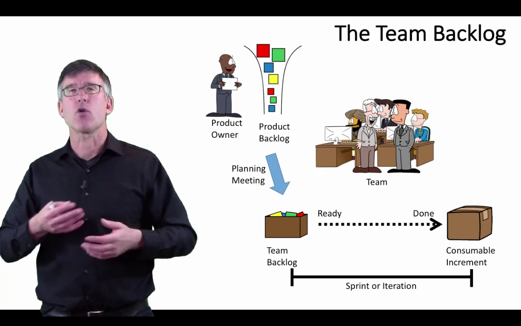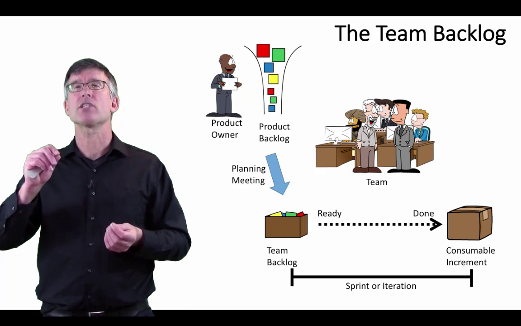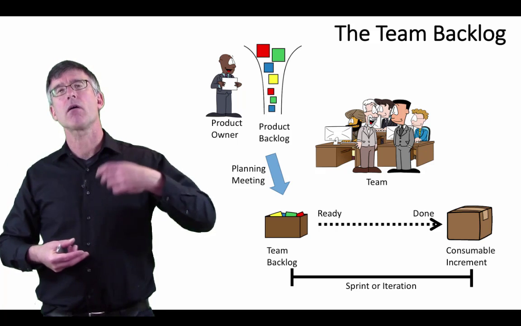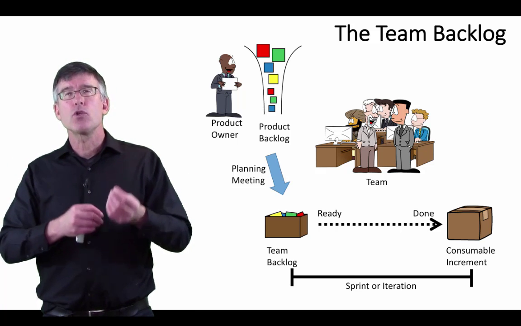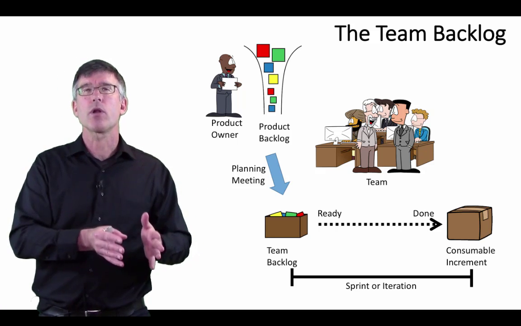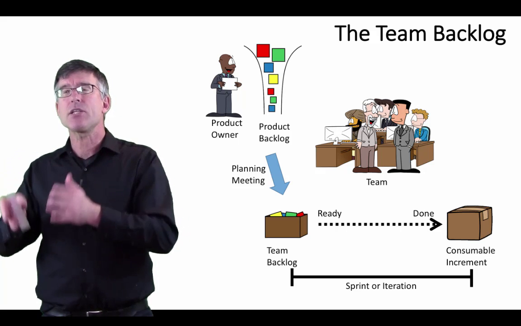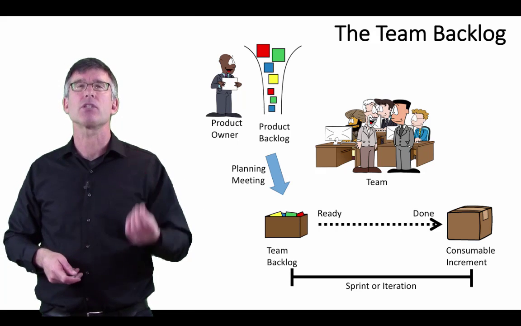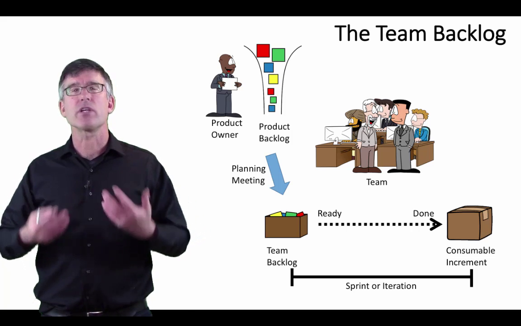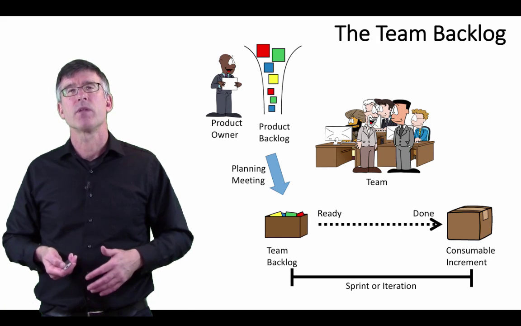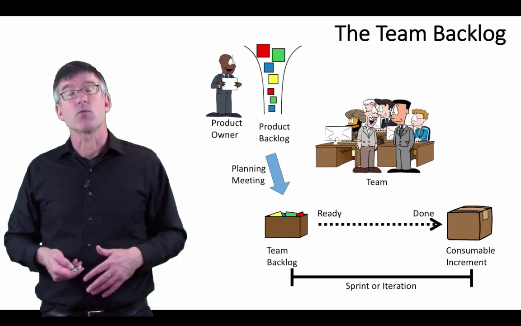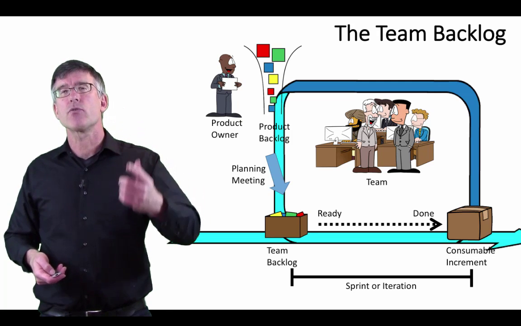Then the team will start pulling their work for that sprint from their team backlog, start doing the work that's necessary to transform one of those ready items into something that's done and can be accepted by the product owner to create the consumable increment. Then it's rinse and repeat. We cycle through that again.